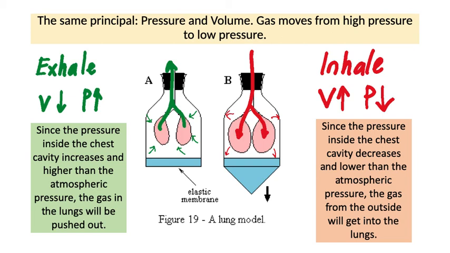So here as the summary, you can see the exhalation or breathing out process on your left, the green one. It happens when the volume goes down and the pressure goes up. Okay, since the pressure inside the chest cavity increases and is higher than the atmospheric pressure or the pressure surrounding us, the gas in the lungs will be pushed out. On the other hand, for the process of inhalation, you can see here that the total volume, because of the contraction of the diaphragm, all right, the total volume inside the bottle gets higher. As a result, the pressure drops. And since the pressure inside the chest cavity decreases and is lower than the atmospheric pressure or the surrounding pressure, the gas from the outside will get into the lungs.